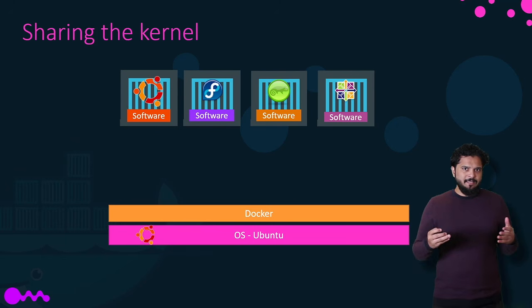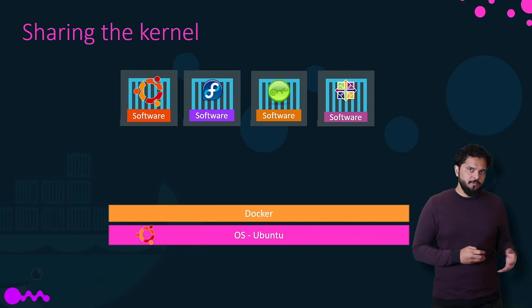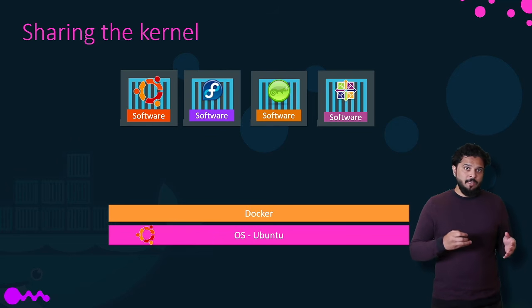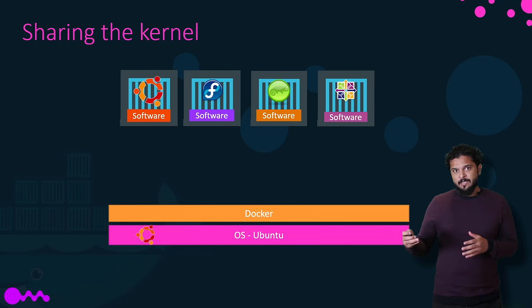Now you might ask, isn't that a disadvantage then, not being able to run another kernel on the OS? The answer is no, because unlike hypervisors, Docker is not meant to virtualize and run different operating systems and kernels on the same hardware. The main purpose of Docker is to package and containerize applications and to ship them and to run them anywhere, anytime, as many times as you want.